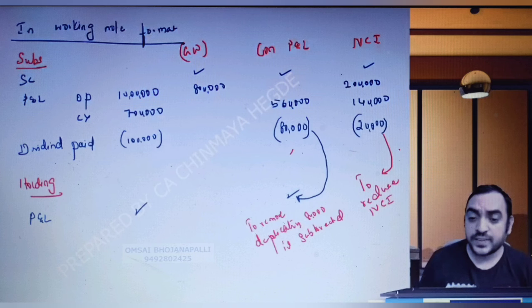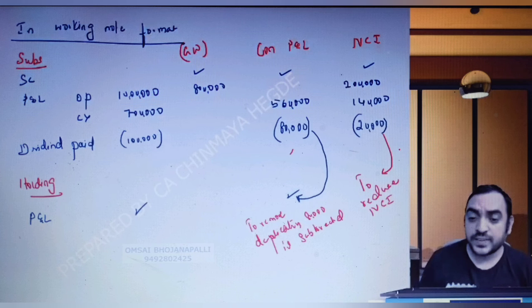And current year profit of 7 lakh: at 80%, 5 lakh 60,000 goes to Con PL and 1 lakh 40,000 goes to NCI. And then the dividend paid. How much is the dividend paid amount? 1 lakh, right? This we will remove: 80,000 from Con PL, 20,000 from NCI. This 80,000 is removed because of duplication.